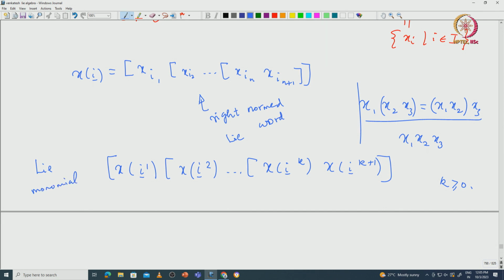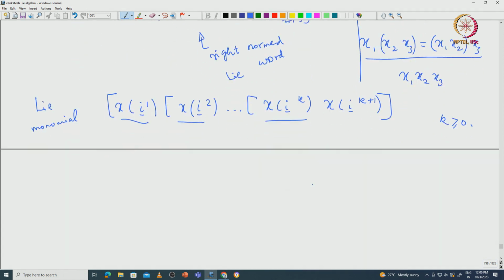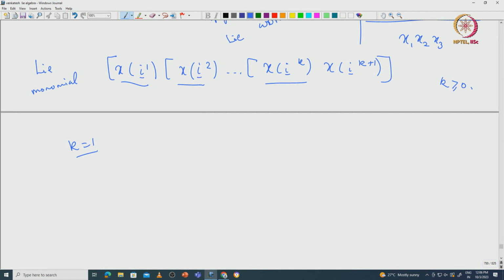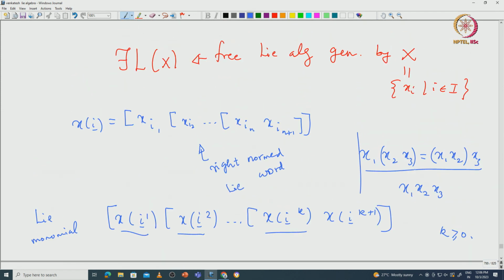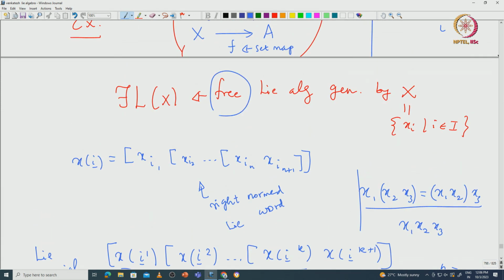Because we need to keep track of the order, this gets really ugly. You can see that this can be any length, so it can become very ugly even for k equal to 1. It should have something like xi1 etc., some xi or xi r plus 1, and then it will have another bracket like this, some yj1 etc., yjs, yjs plus 1 etc. You can see how ugly it gets, because we are keeping track of the order. But the thing is, it has to be a free Lie algebra.